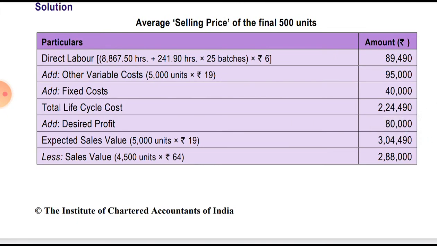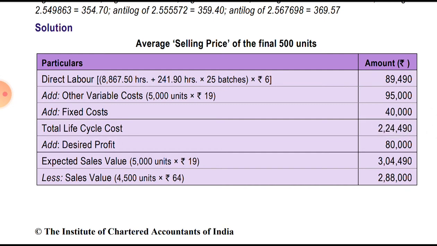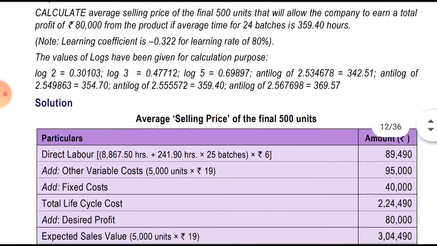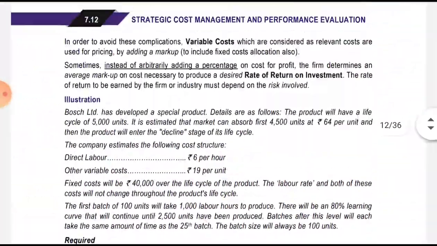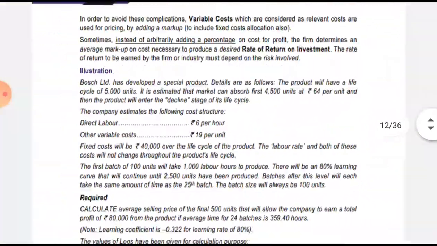Other variable cost is for 5000 units, because we are calculating this for the entire 5000. Then we will deduct for the 4500, and we will find out the selling price of the last 500. So the entire 5000 multiplied by 19, because they have given in the question that variable cost is 19.